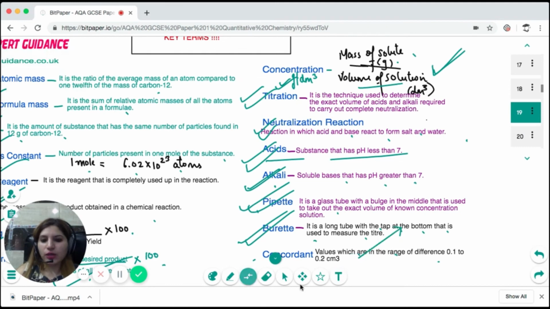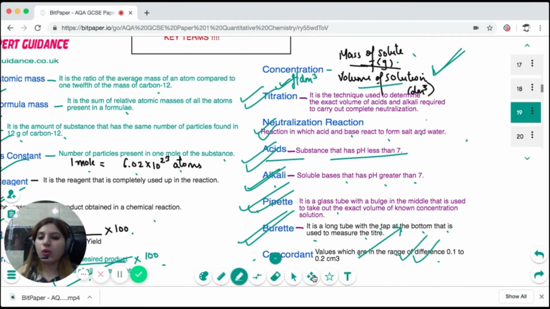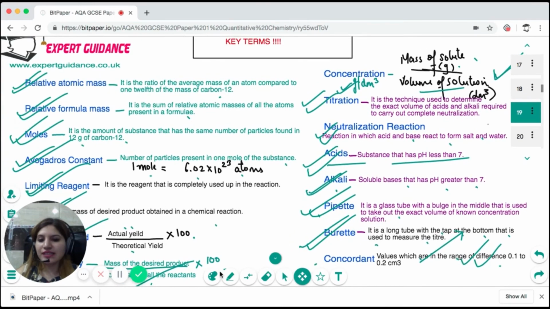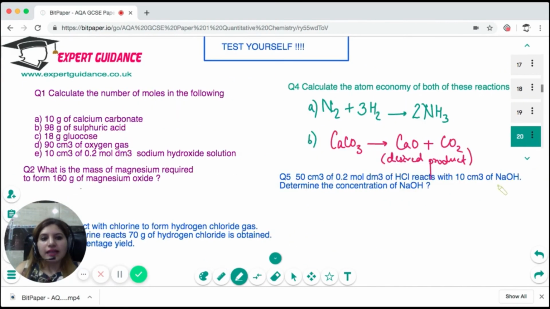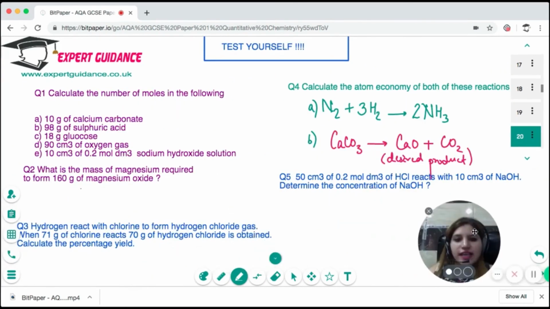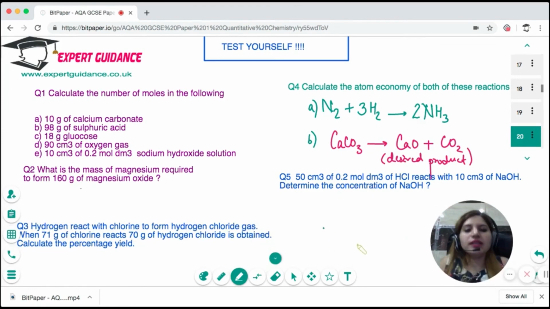Okay, so I hope all these key terms are clear to you. It is important to remember all these key terms with these exact definitions. Now it's time to test yourself to see if you have understood what we discussed. These are the questions given to you.